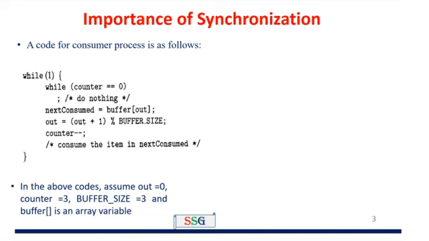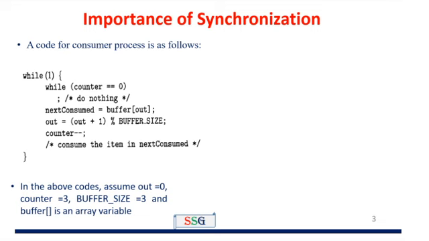Then the producer produces 3 items, that means the counter value equals 3, the buffer size is also 3, and buffer is an array variable. Here, while counter equal to 0 means do nothing. That means counter equal to 0 means no items are produced by the producer, so now you are not consuming any items, that is, do nothing.